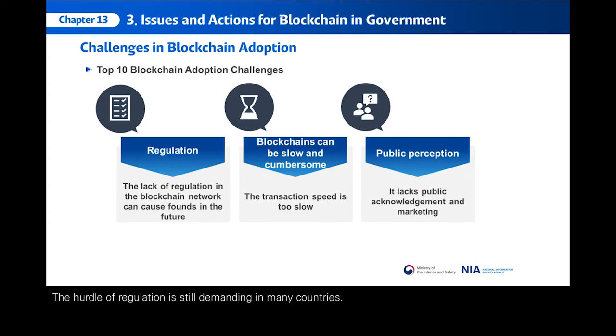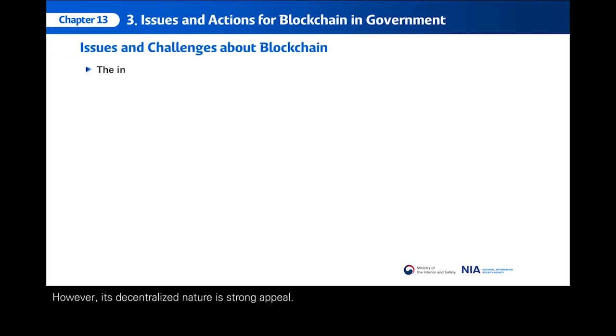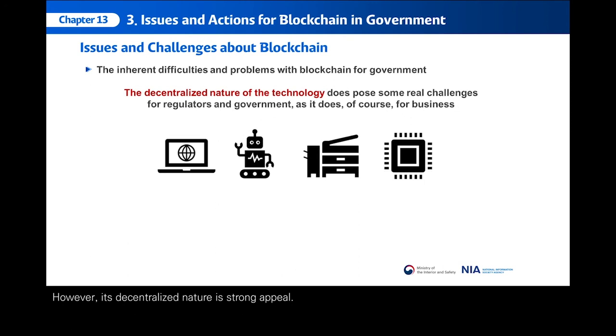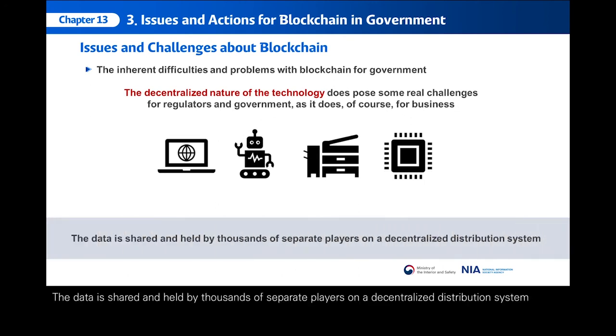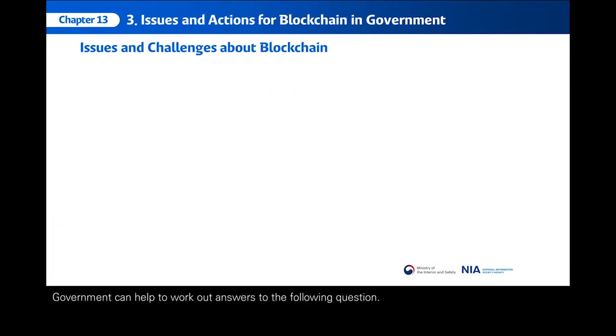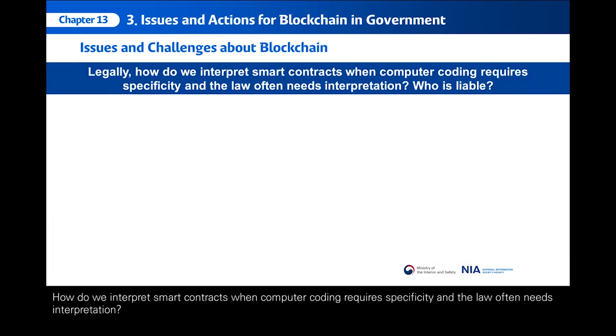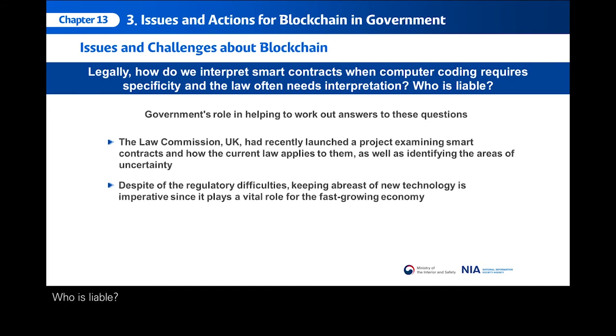The hurdle of regulation is still demanding in many countries. However, its decentralized nature is a strong appeal. The data is shared and held by thousands of separate players on a decentralized distribution system. Government can help to work out answers to the following question. How do we interpret smart contracts when computer coding requires specificity and the law often needs interpretation? Who is liable?